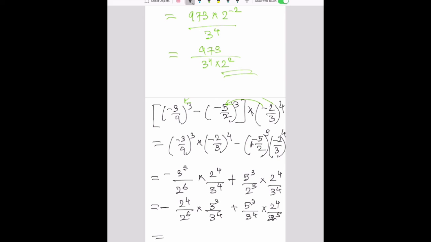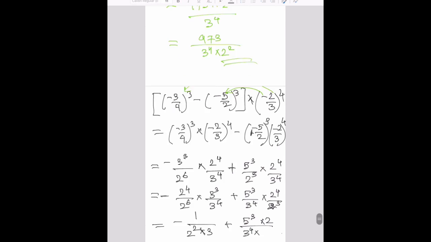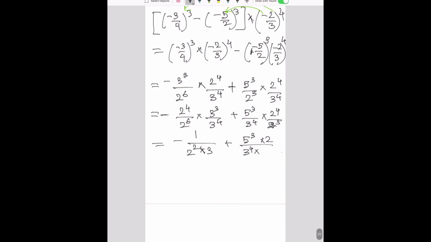So this becomes 1 by 2 to the power 2 into 3, plus this becomes 5 to the power 3 by 3 to the power 4 into 2. So if we do the same, we will get the same type of answers. Yes, it's a lengthy one.